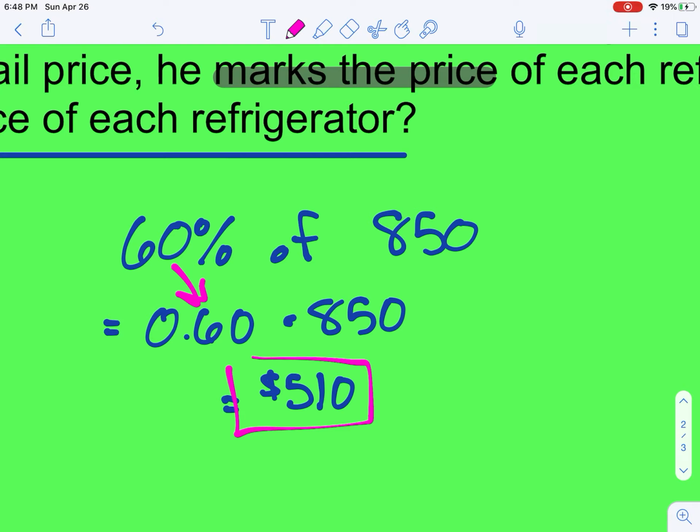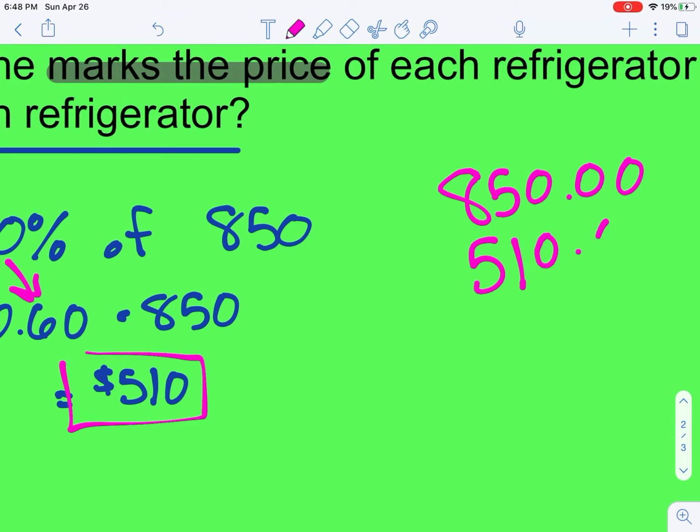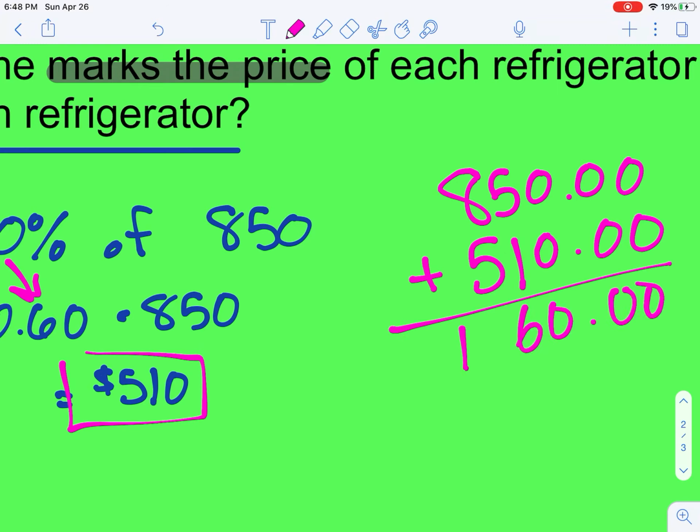$510. So that's how much money Michael is going to be making when he sells one of us his refrigerators. Our question, however, is asking us how much money he is going to sell it for. So if he originally bought the refrigerator for $850 and he is marking up the refrigerator $510, this is actually an addition problem. So he would end up selling his refrigerator for $1,360. That is going to be the final answer for our problem.